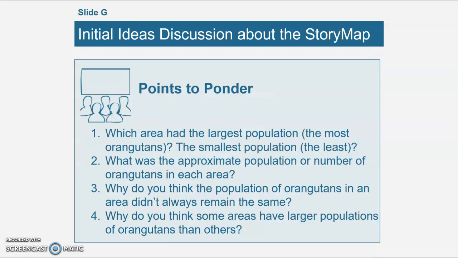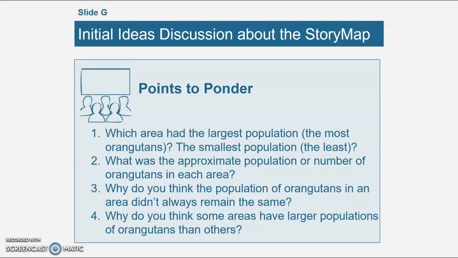Which one has the largest population and which one has the least? And then what is the approximate population of orangutans in each area? Do you know how to do that? If you're stuck on that one, you're in luck, because I'm going to help you with that one today. Moving on to the next one.